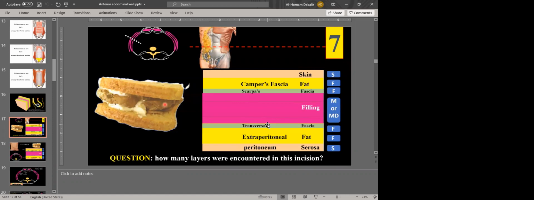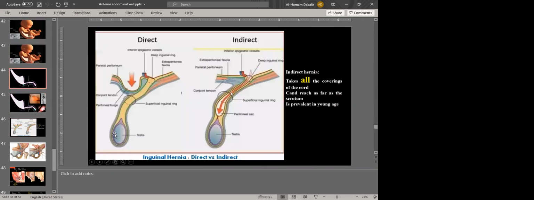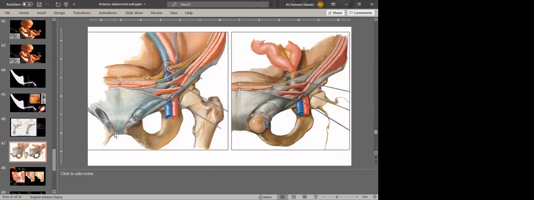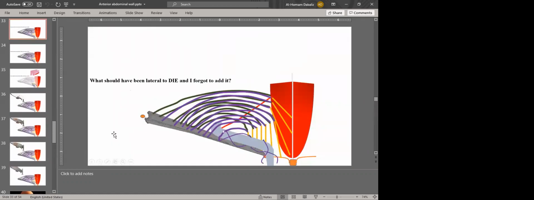Now, why do we have this opening to go through? Because again, your testes need to migrate from your abdomen to your scrotum, outside of your body. Do you not know what a scrotum is? It's the thing that holds your testes. Ball sack. Thank you, Sammy. That's a way to say it.